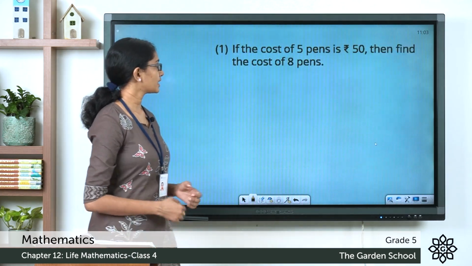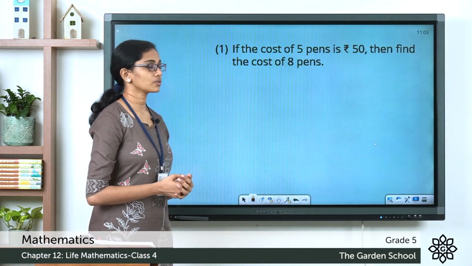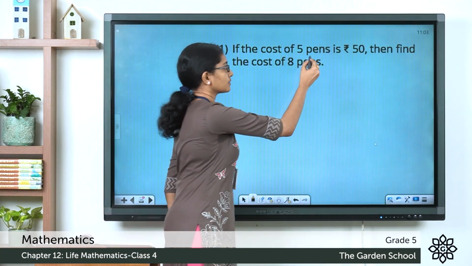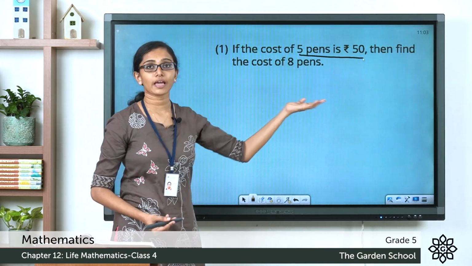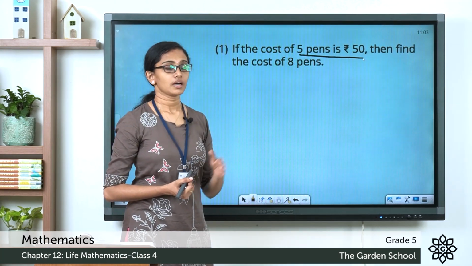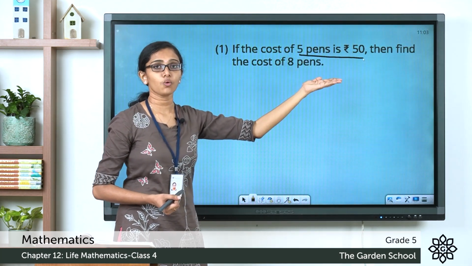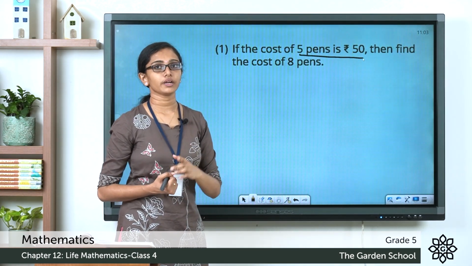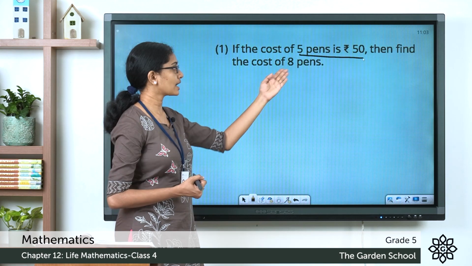So let's see a question here. If the cost of 5 pens is rupees 50, then find the cost of 8 pens. So what is given in the question? The cost of 5 pens is given and that is equal to rupees 50. So from this you are asked to find out the cost of 8 such pens. How do we find it? See, we know the value of 5 pens and from this total value we can find out the value of 1 pen. How? If we divide the total value by the total number of units, you will get the value of 1 unit or 1 pen. So if you know the value of 1 pen, you can easily find out the value of 8 pens, right?